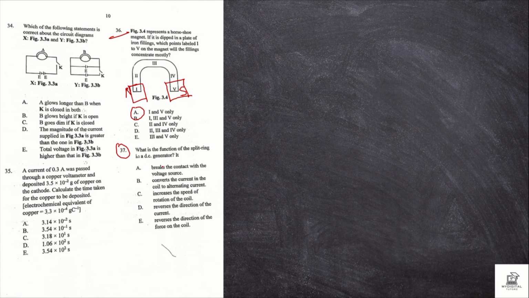In a DC generator, the split ring is used to reverse the direction of the current such that the output will only flow in one direction. So that is DC, direct current. So the correct option here is option D, to reverse the direction of the current. In an AC generator, we use slip rings instead of a split ring commutator. Please take note of the differences.